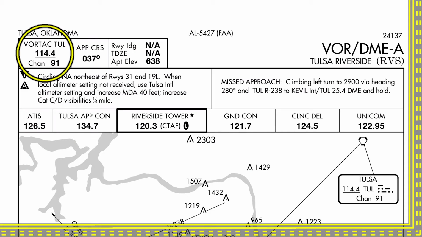So you can see our nav signal here is coming off the Tulsa VOR-TAC on 114.4. Our DME channel, or the TACAN channel, is 91, which we don't need to mess with. Their final approach course is 037, inbound to the VOR-TAC. Our runway landing and touchdown zone elevations are NA.